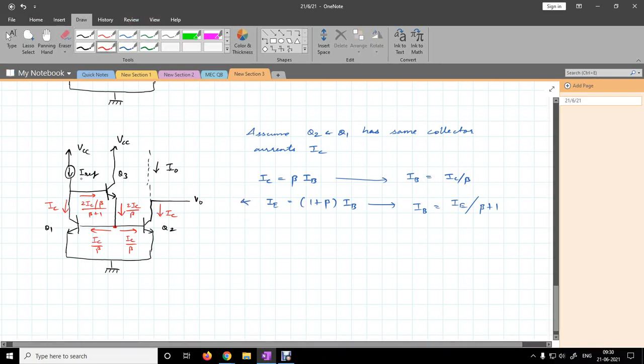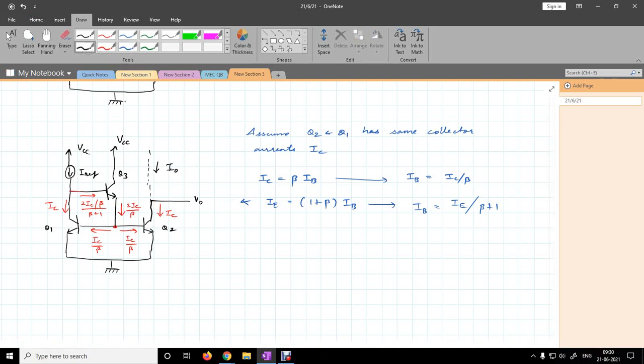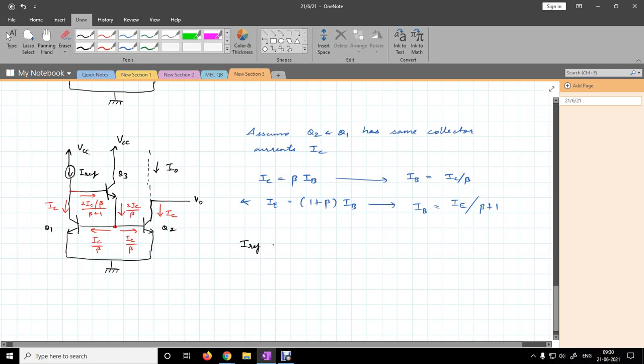So I have found the base current of Q1, Q3 I have found, IC I know. Now I can write I reference as IC plus base current of Q3, which is 2 IC by beta divided by 1 plus beta. All right. So this is what I reference is, and I naught will be same as IC. See here, I naught here will be same as IC. Okay, so I'm going to make use of this.